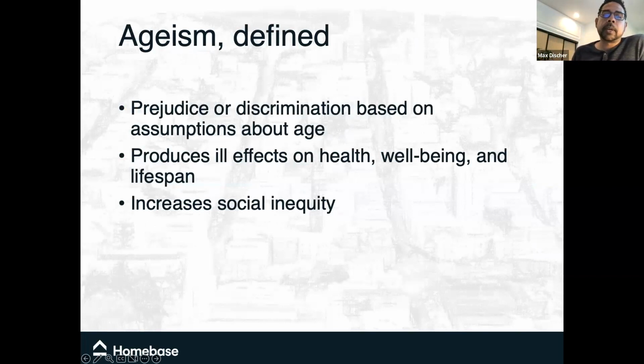I want to be clear that ageism can, of course, have some pretty notable ill effects on one's health, on their well-being, and their lifespan. So when a person experiences prejudice, it can actually have a tangible effect on their well-being. And of course, it's also going to increase social inequity. It's going to marginalize members of this group.